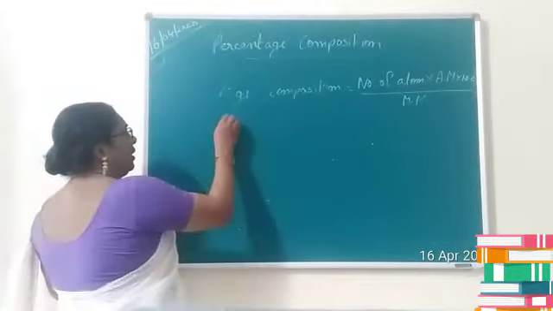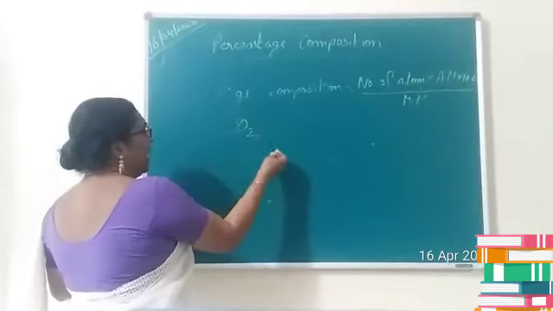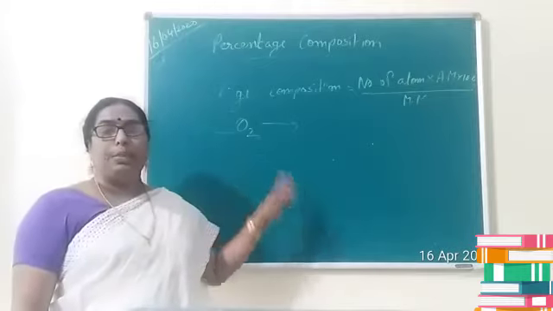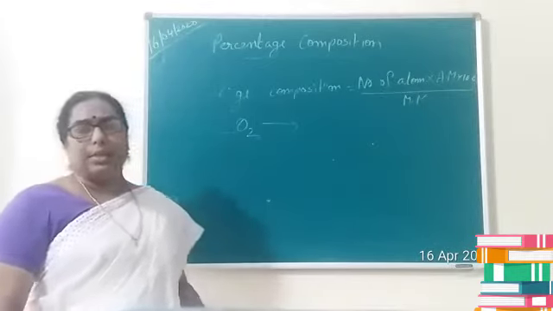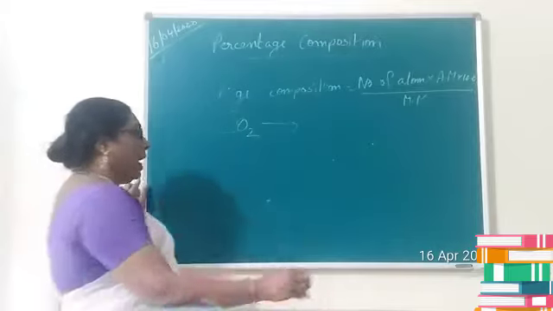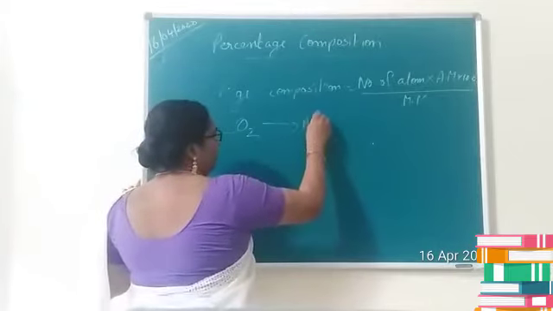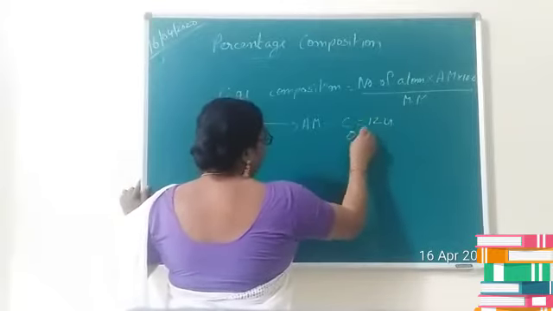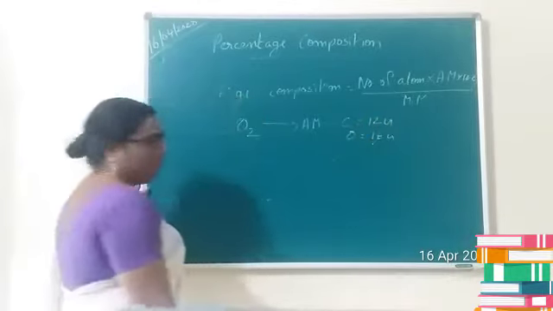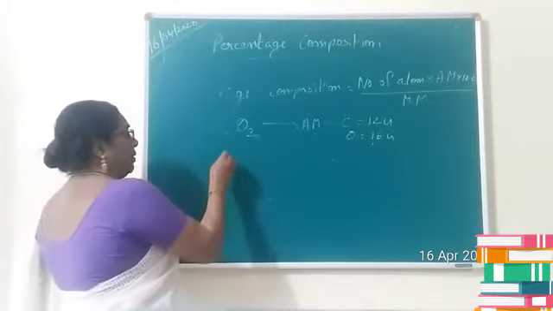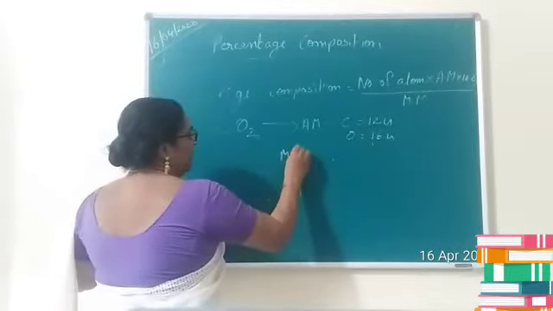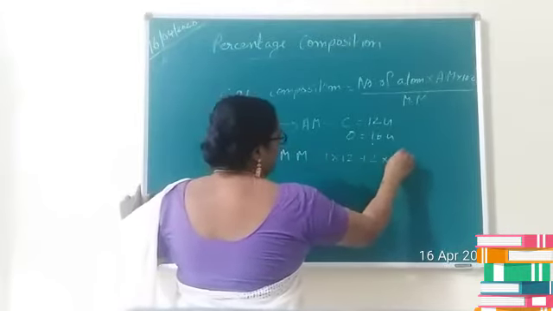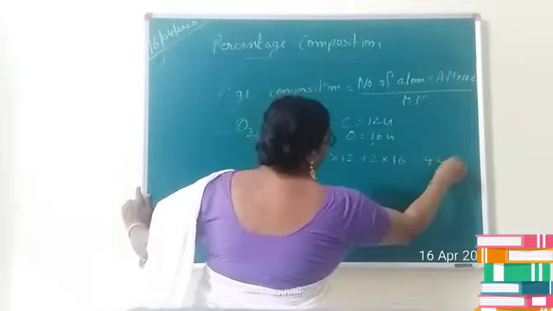Suppose you want to calculate the percentage of carbon and oxygen in carbon dioxide. Your aim is to calculate the percentage of carbon and oxygen in carbon dioxide, and you know that the atomic mass of carbon is 12 u and that of oxygen is 16 u. Is it clear? So let us calculate. First let us find out the molecular mass. Molecular mass is equal to 1 into 12 plus 2 into 16, which is equal to 44 u.